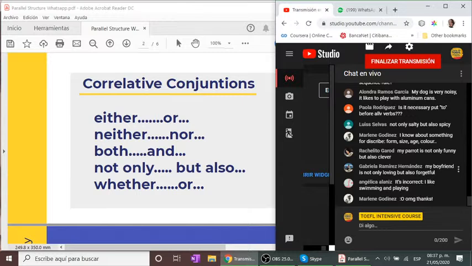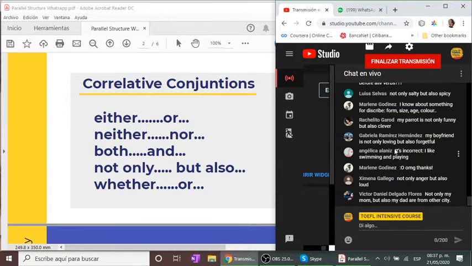Is this correct? Very good. Loving in this sense? Yes, it is. Well, actually, no, because yes, it is. Because we're just doing conjunctions. So yes, he's a loving boyfriend. Okay. And he's also forgetful. So yes.